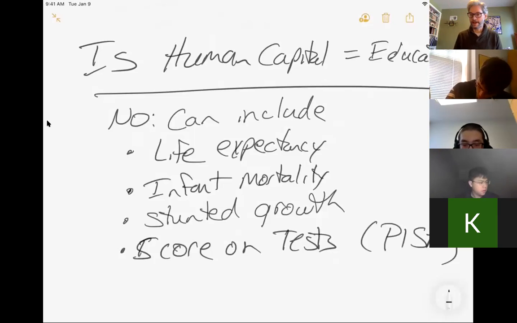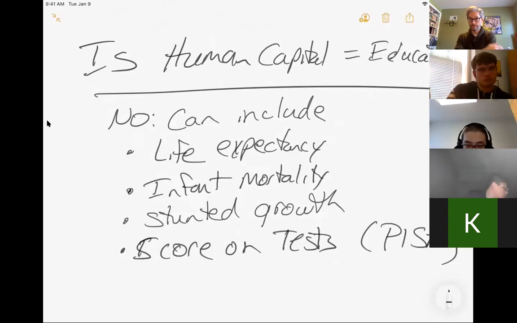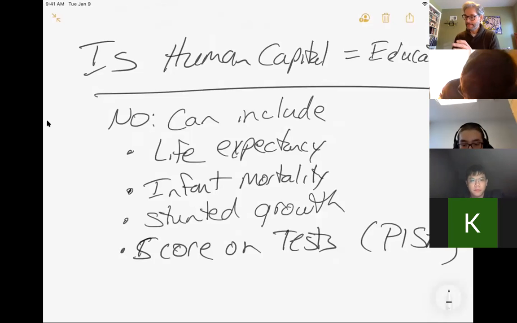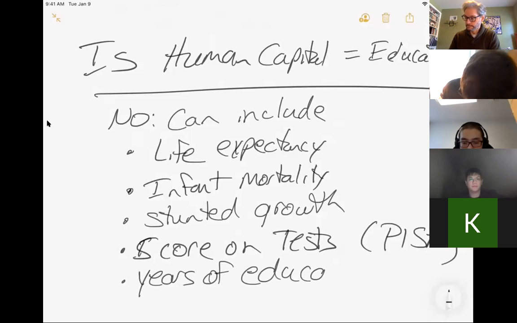I'm completely blanking on what PISA is an acronym for. But PISA is basically an international test that's administered to high school students across the globe. And so it's essentially a way of looking at educational quality using very similar tests across the globe. And then, of course, years of education, which is what we have been using here when we were talking about the Mankiw, Romer, and Weil article.